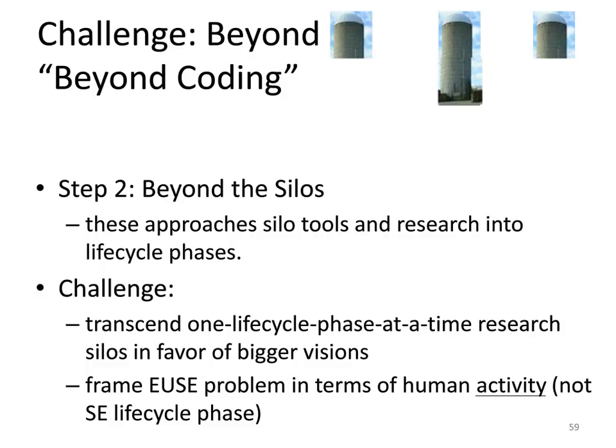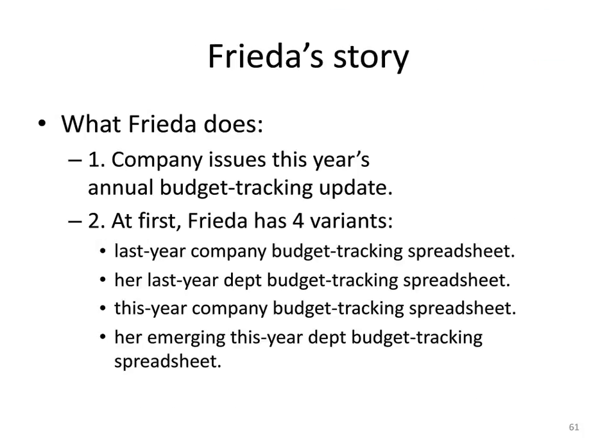All right, another one of those animations that kind of failed. All right then. So let me illustrate this with Frieda's story. Frieda is a real person, although this isn't her name, and this is a real story. And so Frieda is an accountant. And every year, her company issues this year's annual budget tracking update. And so Frieda needs to take care of that in her department spreadsheet.